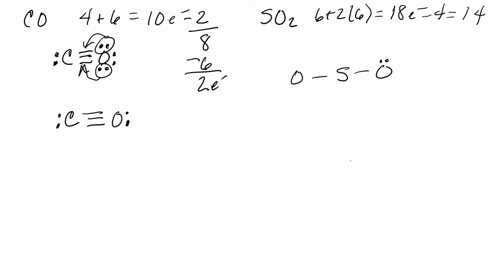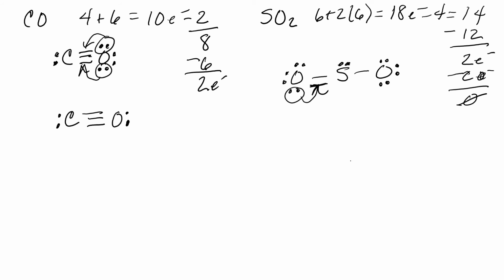Following our steps, we'll give the terminal atoms an octet first. And when I do that, I use 12 electrons, 2 left, which go to sulfur. Oops. So I have 0 left. Each oxygen is satisfied, but sulfur only has 6 electrons, needs 2 more. So one of these oxygens will share a pair of electrons with that sulfur atom.